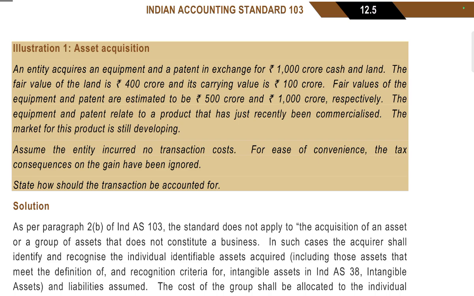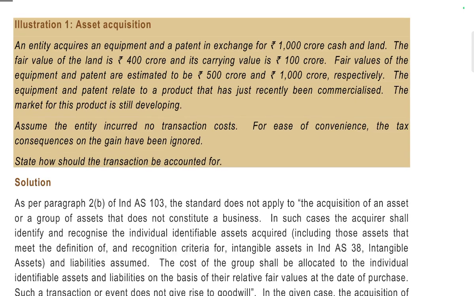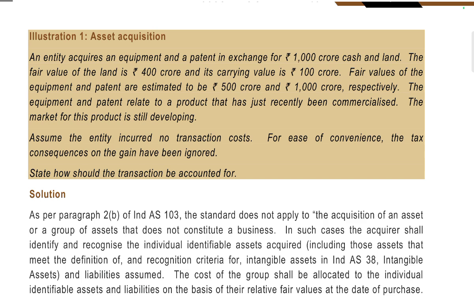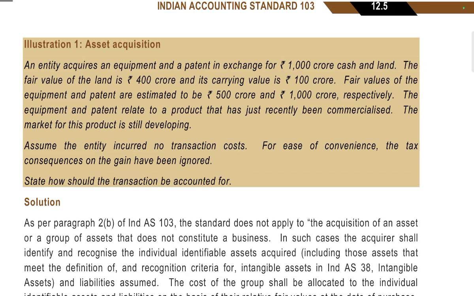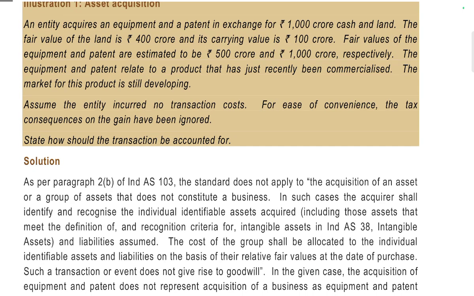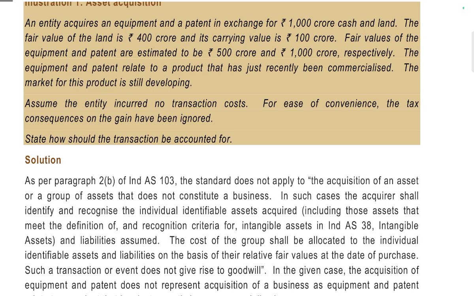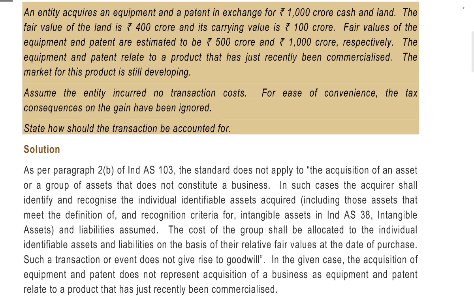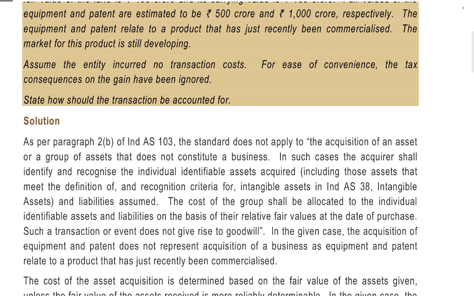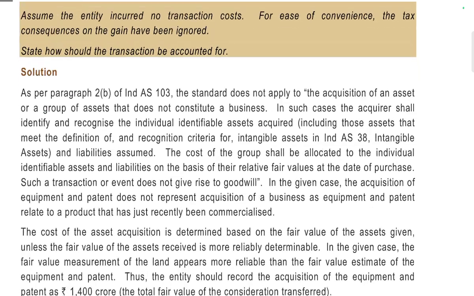Illustration, asset acquisition. An entity acquires equipment and a patent in exchange for 1,000 crores in cash and land. The fair value of the land is 400 crores and the carrying value is 100 crores. The fair values of the equipment and the patent are estimated at 500 crores and 1,000 crores respectively. The equipment and patent relate to a product that has recently been commercialized, with the market for the product still developing. Assuming the entity incurs no transaction cost, and for convenience, tax consequences on the gain are ignored, state how the transaction should be accounted for.